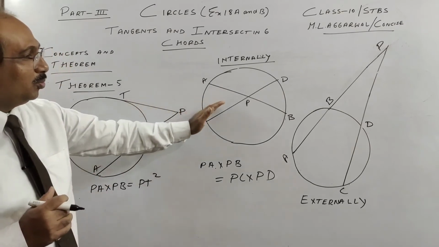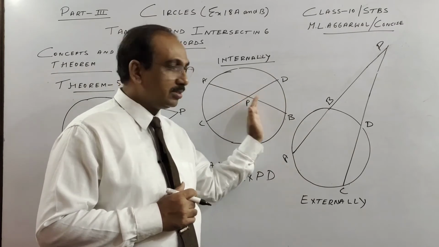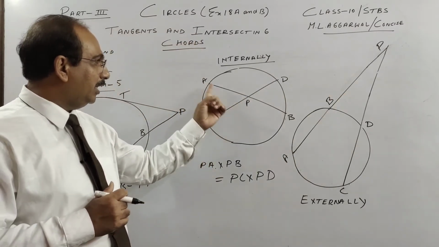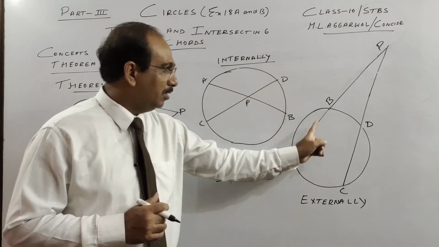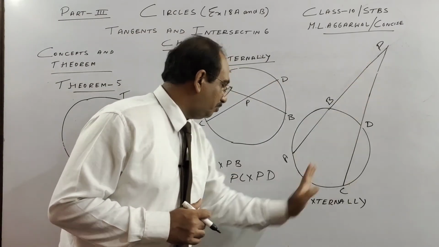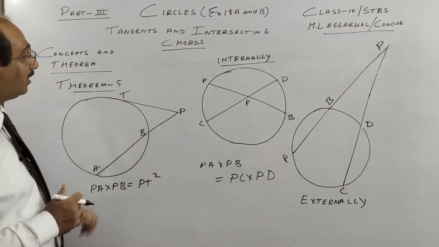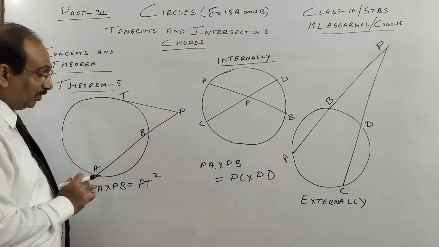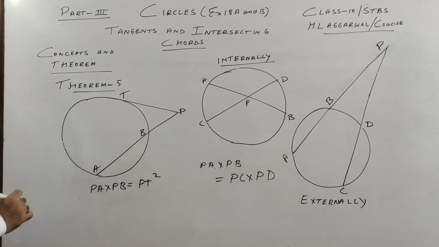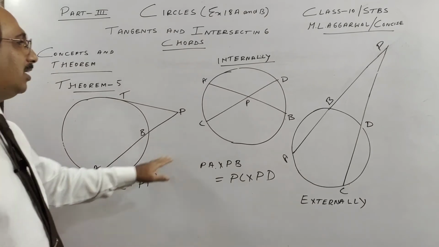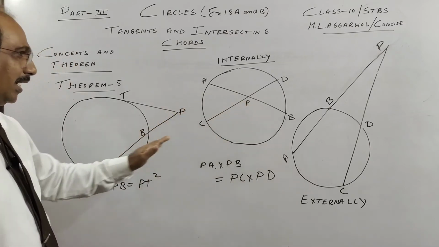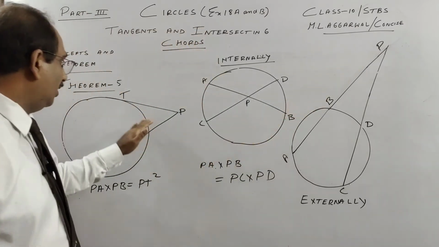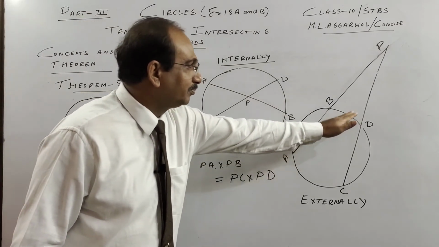So see here now, two chords were here, they were meeting internally inside the circle, and two chords outside the circle. PA into PB is PC into PD. Now here you see, if you have a chord, children, and a tangent, they meet outside. So what happened, the product of the line segment. If you see the wording, the product of the lengths of the segment of the chord. So like here, PA, PB. Externally if you see PA, PB. There is only one tangent here. There used to be a chord here.